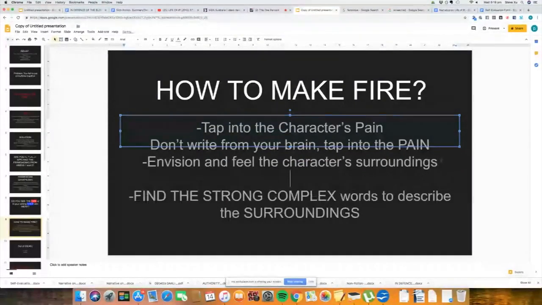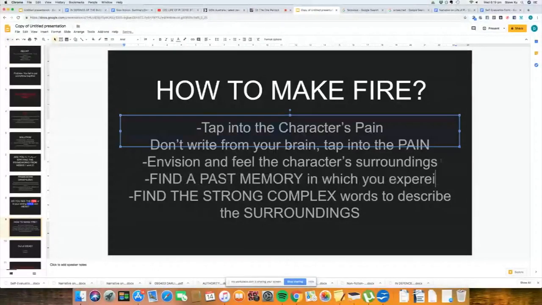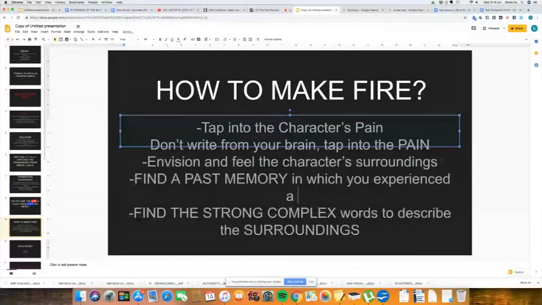Envision and feel the character's surroundings. Find a past memory in which you experienced a similar pain, right? So it could be something like a cold and stormy night, right? Tap into that pain. Remember being locked out. What happens?